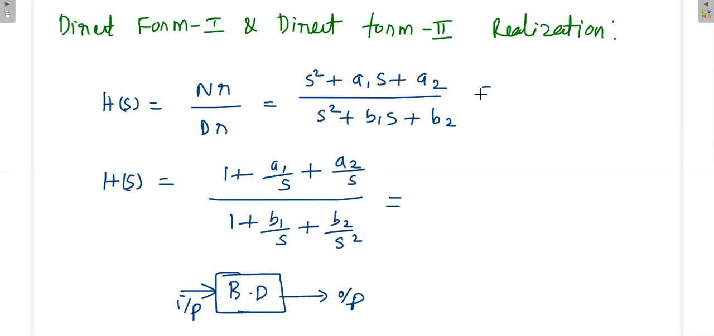Anyway, now we are going to interact with both input as well as output, because you know that H(s) means Y(s) divided by X(s). Once you cross multiply, X(s) is associated with s square as well as s. Similarly, Y(s) is also associated with s square, s, and b2. Similarly, once you write this here, X(s) goes here.